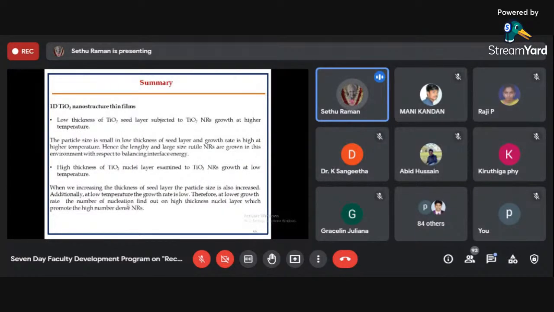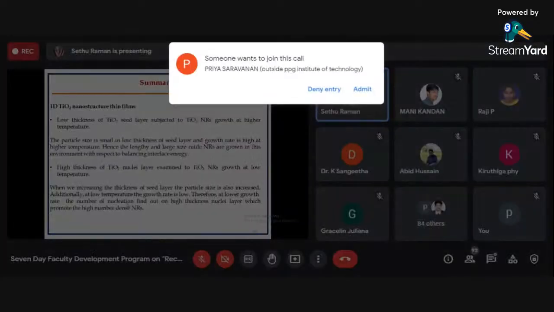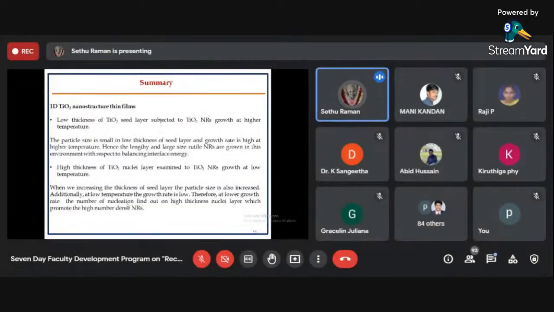Finally, I would like to give a summary about the one-dimensional nanorod structure. Lower thickness TiO2 seed layers are subjected to TiO2 nanorod growth at high temperature, and higher thickness TiO2 nucleation layers are subjected to TiO2 nanorod growth at lower temperature. So we have observed different patterns. The lower thickness sample with high temperature growth gave lengthy nanorods of TiO2, while the higher thickness TiO2 nucleation layer with low growth temperature gave a dense TiO2 nanorod sample on the surface of the seed layer.